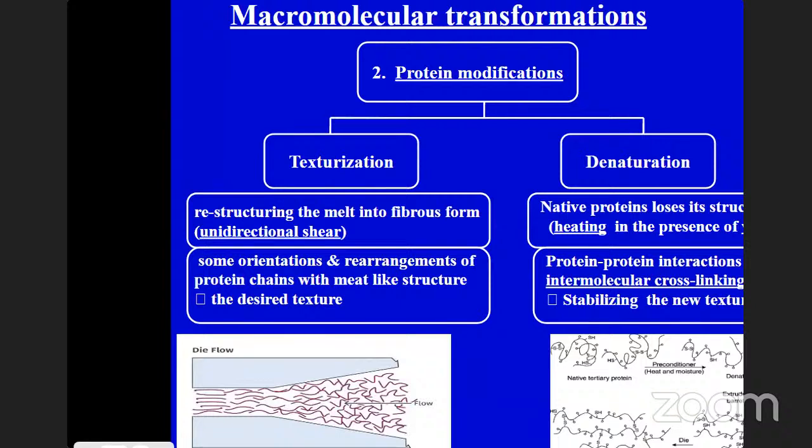The protein denaturation induces protein-protein interactions forming cross-linking, which stabilize the new texture. While texturization means restructuring the melt into a fibrous form, where some orientations and rearrangement of protein chains align themselves with the flow of material towards the die, forming a meat-like structure.